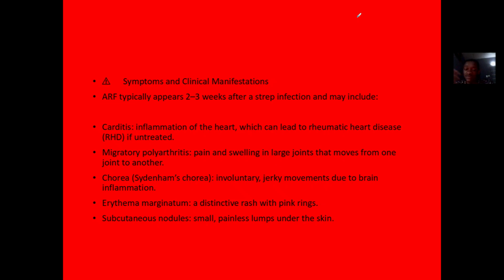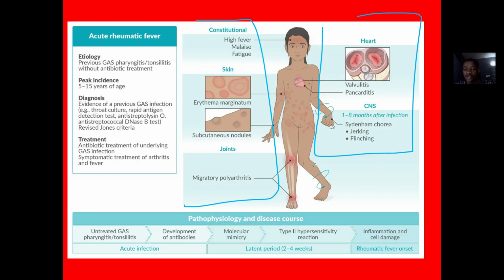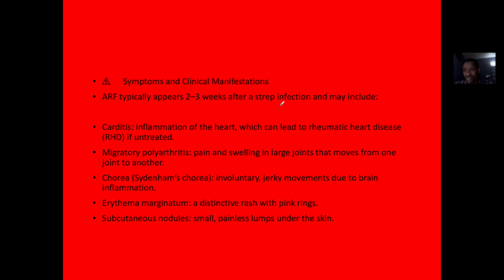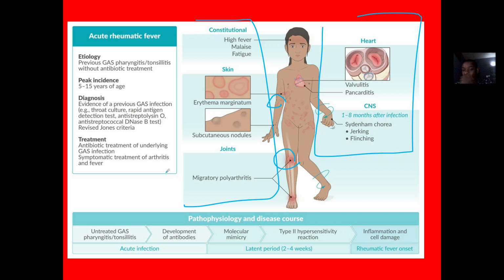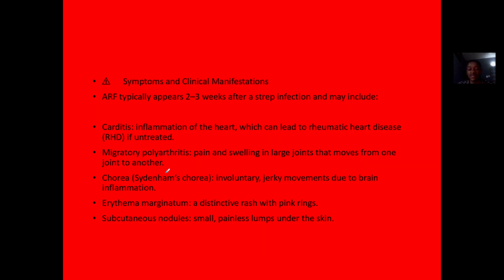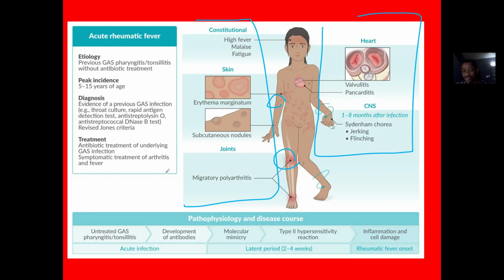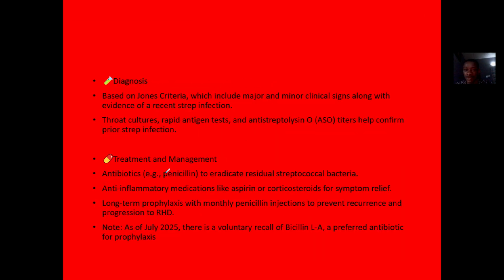There's carditis, which is inflammation of the heart. Migratory polyarthritis is when you're having joint issues here, it will heal, and next time you're having a joint issue somewhere else. That's why it is called migratory, it's moving from one place to another. Then Sydenham chorea, where the person is moving involuntarily. Then erythema marginatum, which are the skin patches. Then subcutaneous nodules, being the lumps on the skin.